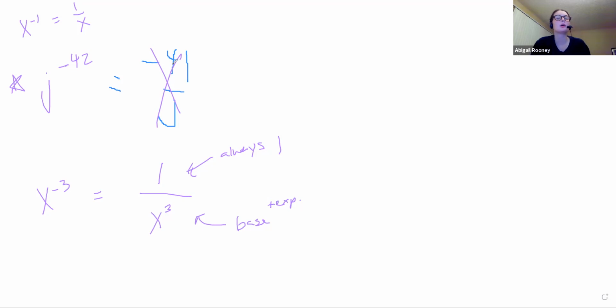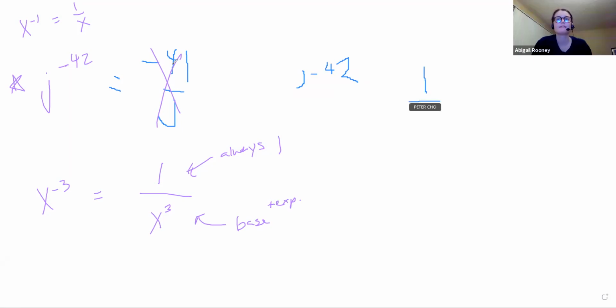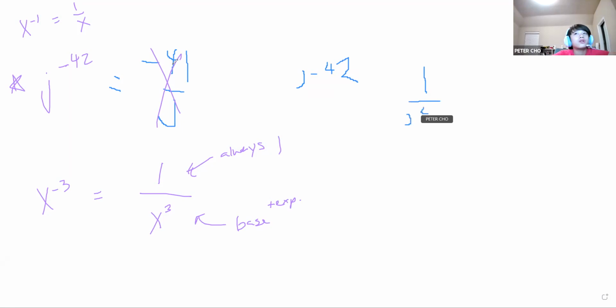So remember, we always start with our 1 on the top, and then from there we can look at our base and our exponent. One at the top. J 42. That's it. Yep, just 1 over j to the 42.